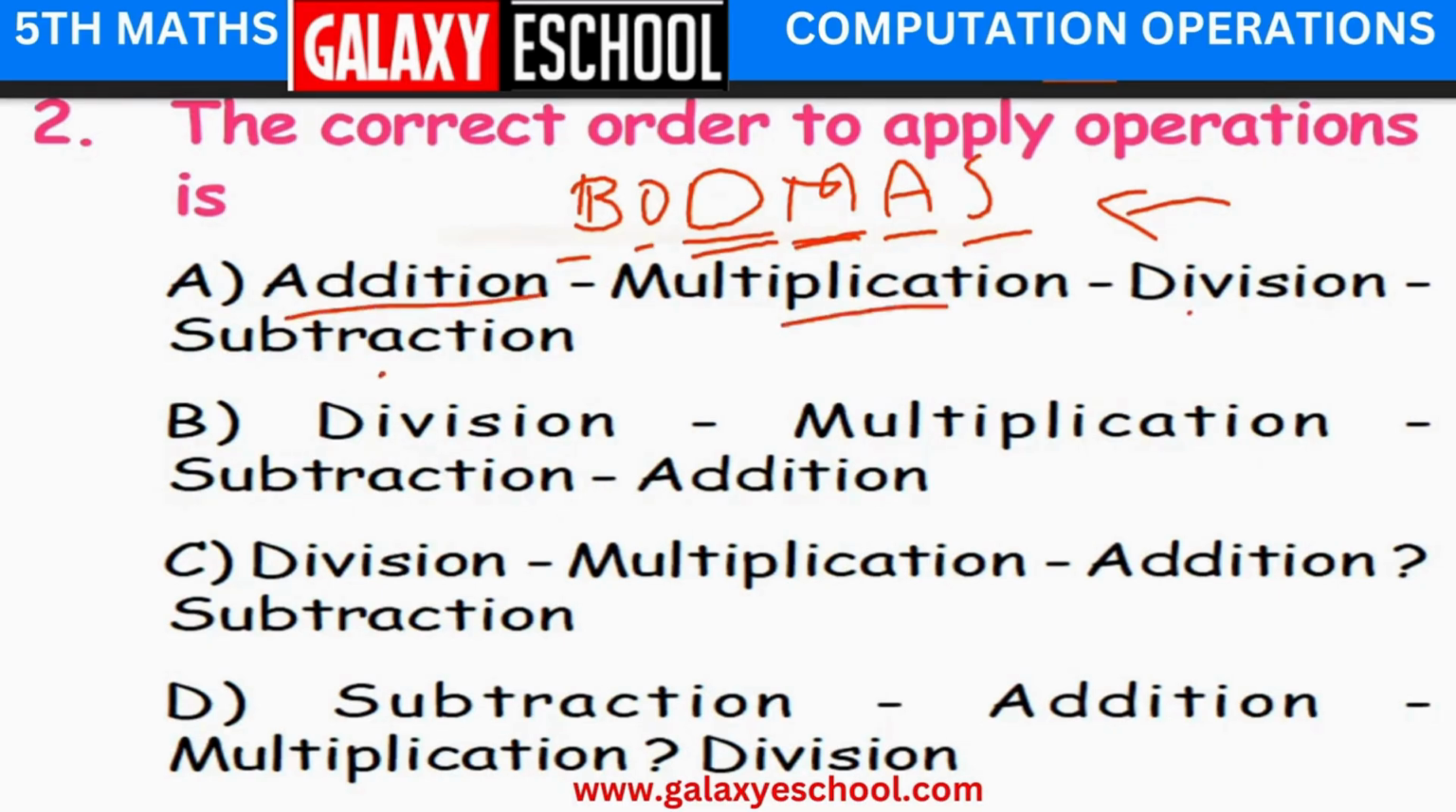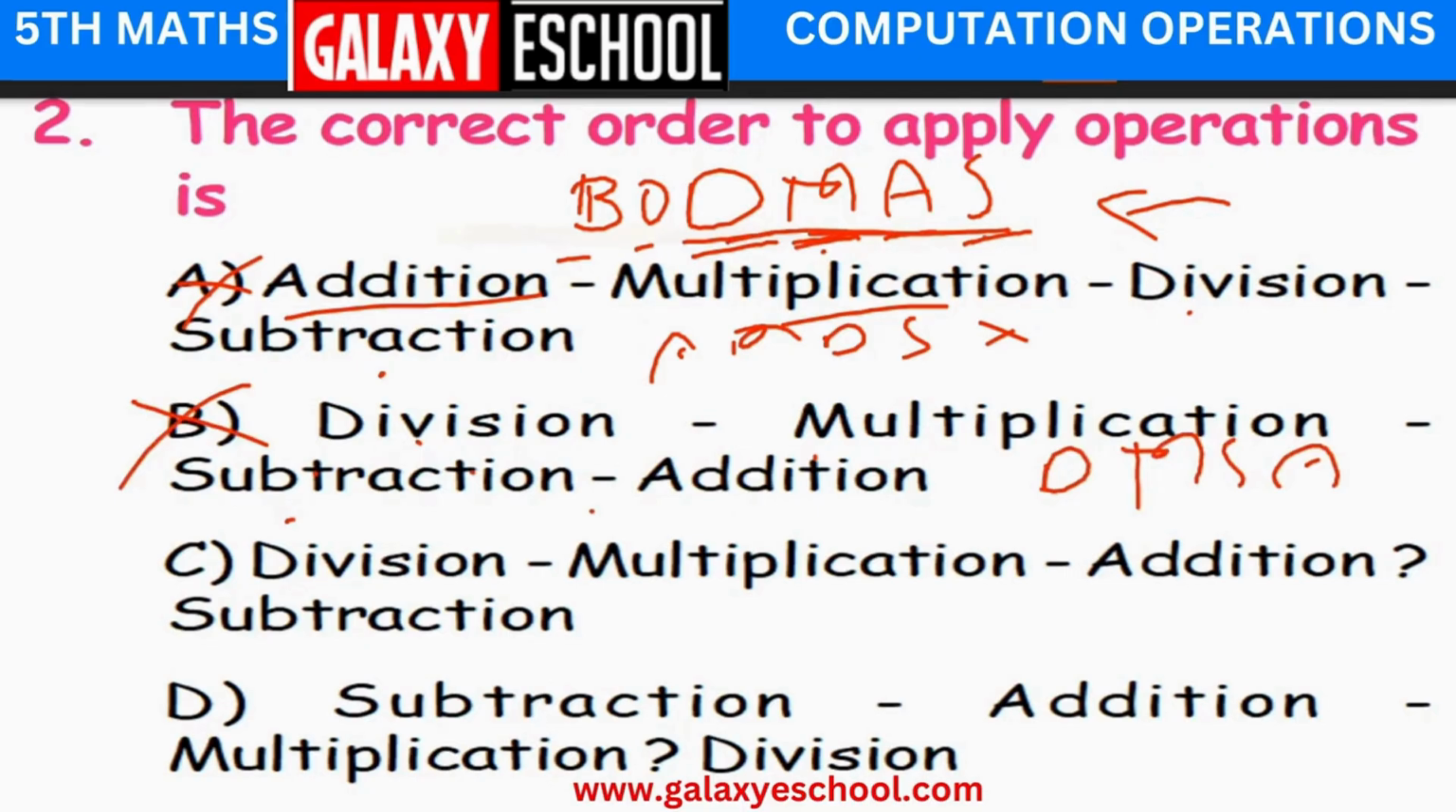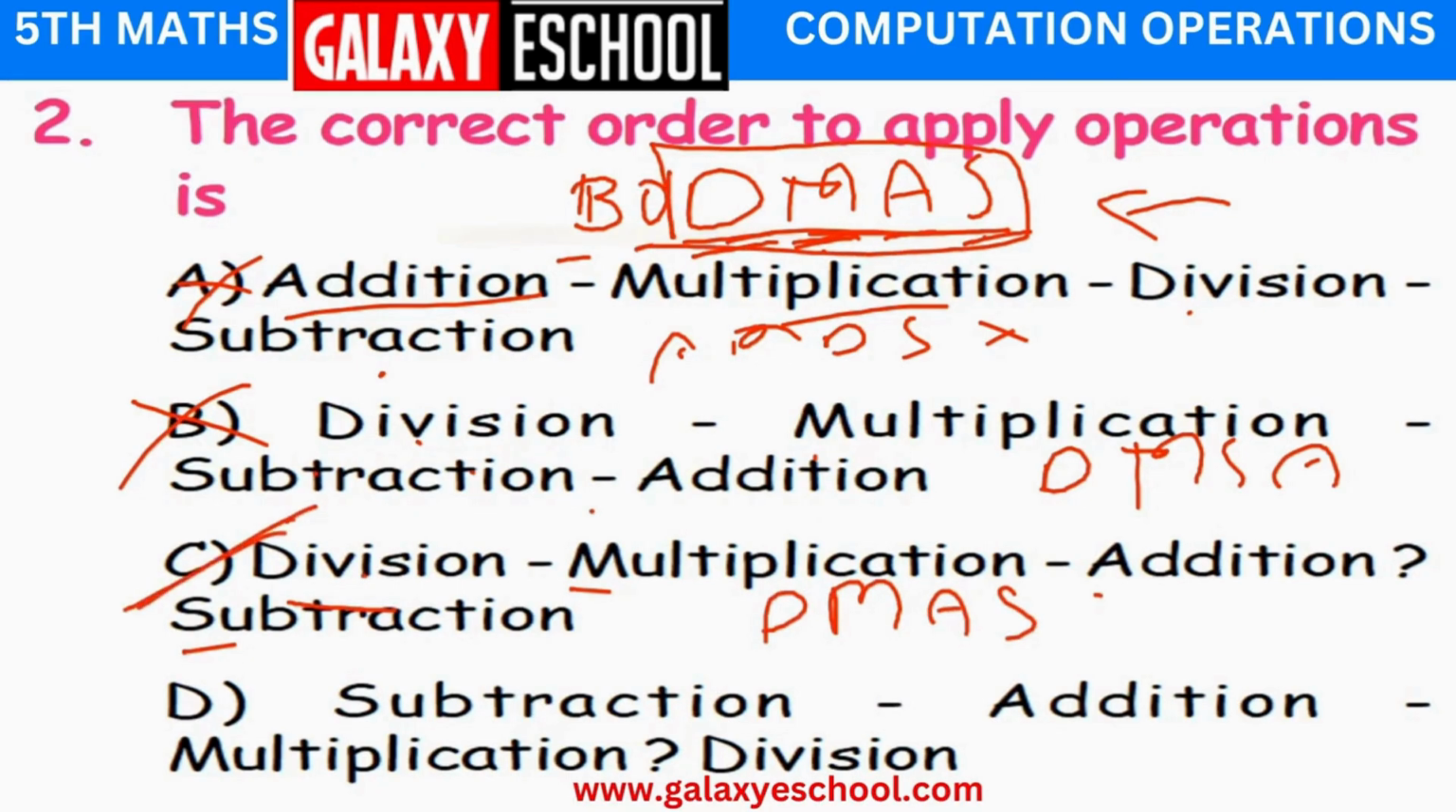Addition, multiplication, division, subtraction. AMDS. Yes, so it is wrong. Next, option B, DMSA. But what do we have here? DMAS. So again option B is wrong. Coming to option C, DMAS. Division, multiplication, addition and subtraction. That is what we have in BODMAS, right? Yes, so option C will be our correct answer. The correct order is division, multiplication, addition and subtraction.